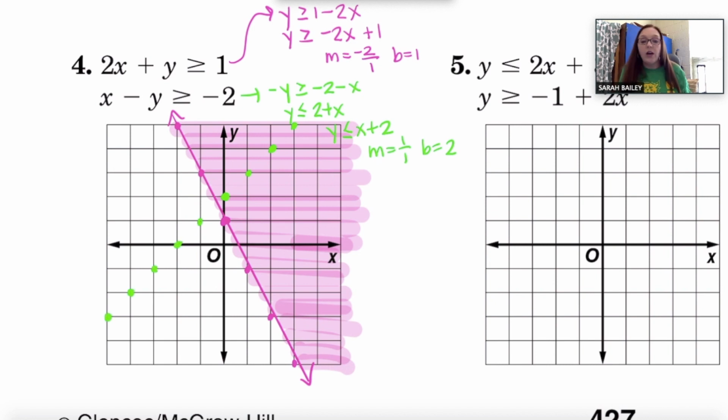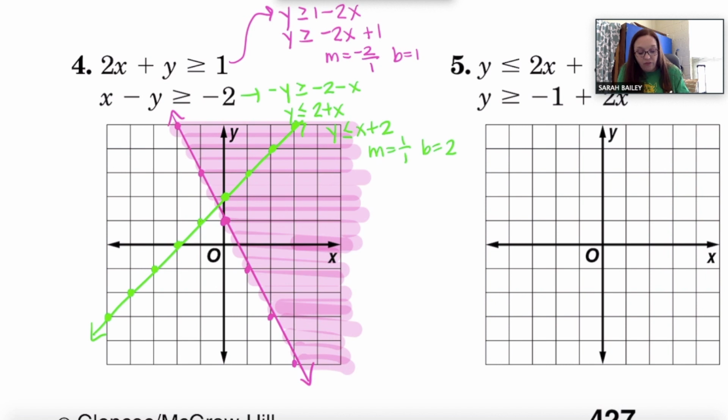Okay, now before I draw in my line, again, I need to determine, is it a solid line or is it a dashed line? Well, it's the less than or equal to, so it's got that or equal to part, so it's going to be that solid line. So I'll make my solid line. If it was just plain old less than, then it would be dashed.